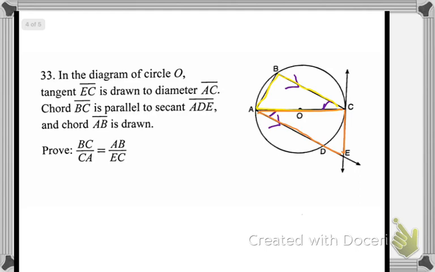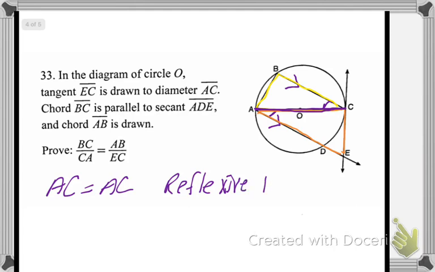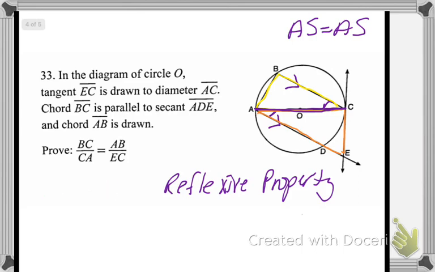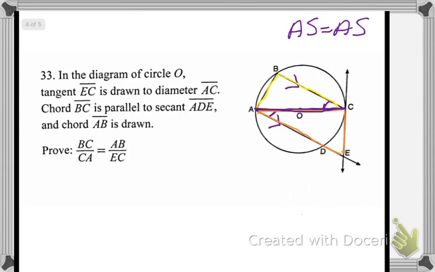Okay, next, we know that AC is a side of both triangles. So we can say AC is equal to AC, and that is the reflexive property. Okay, so what do we have so far? We have an angle, and we have a side equal to an angle and a side. So we just need one more thing. Okay, so here's the next thing. Let me get another color.